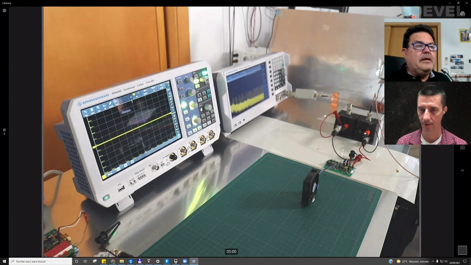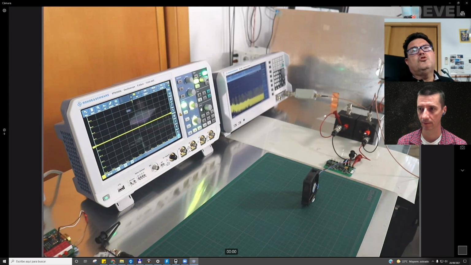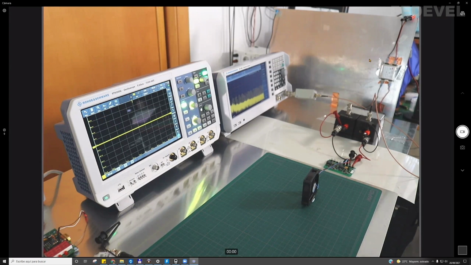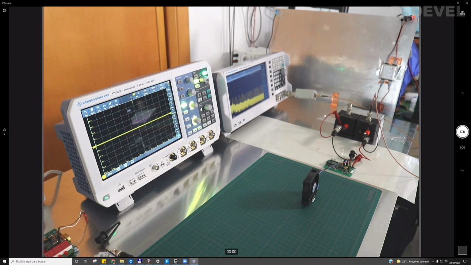So in the setup, I have several elements. The first element is the spectrum analyzer that is here. It's an FPC 1500 instrument from Rohde & Schwarz. Later, I will show you the oscilloscope, because the oscilloscope can be very useful too for EMI debugging. And you can see the general setup for our application here. I have prepared a DC-DC converter where the load is a small 12 volts fan.